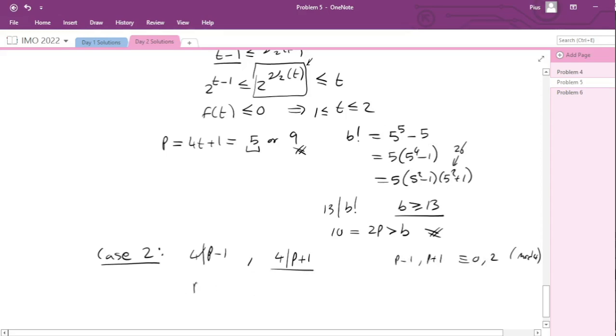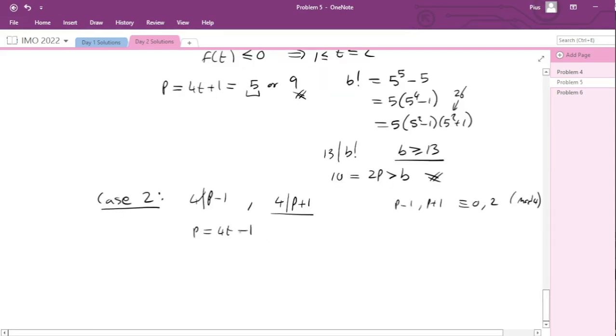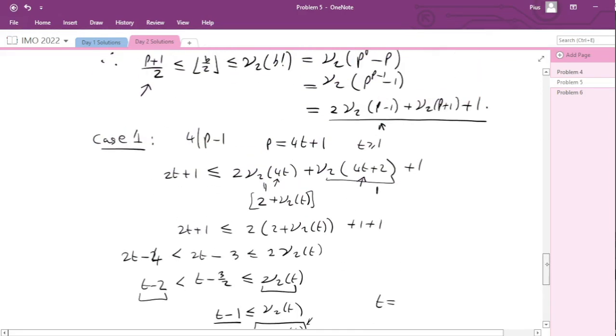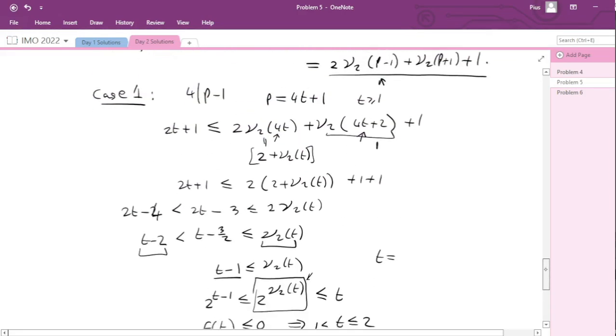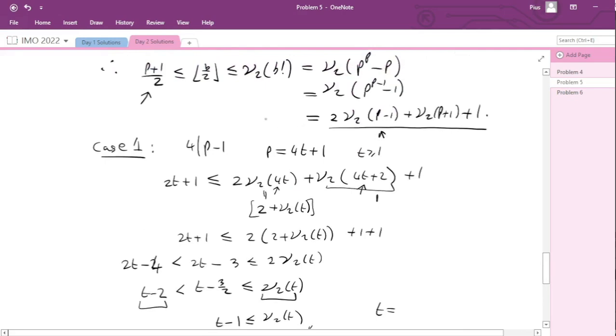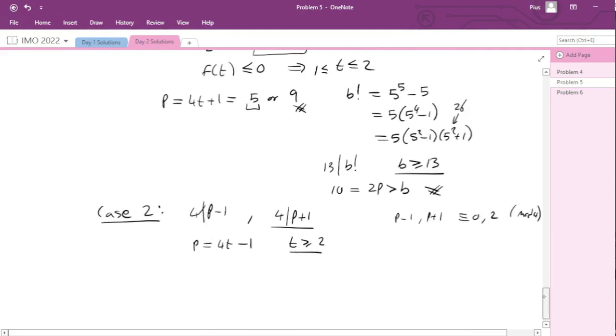So from this, we just do everything the same. This t this time will have to be at least 2, because if t is 1, p will be 3, and p will have to be greater than or equal to 5. So that's a contradiction. So we start from 2 this time around, and just very similar to what we did here, we'll make use of this inequality here, and plug in the values.